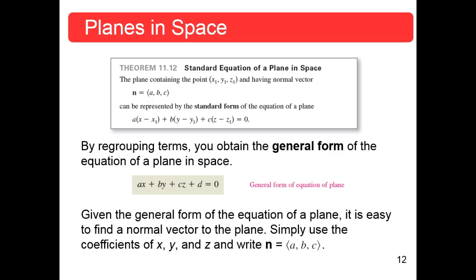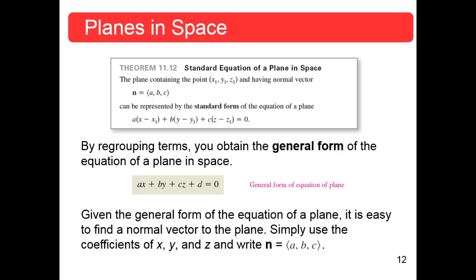So that's going to be a minus AX1 minus BY1 minus CZ1. Add all those others and make it the number D. Because those are just numbers. So that is your general form of an equation of a plane. Given the general form of an equation of a plane, it's easy to find a normal vector to the plane. A, B, C, the coordinates of your variables, okay? Simply use the coefficients of the x, y, and z and write it in that form. That's all you have to do, okay?